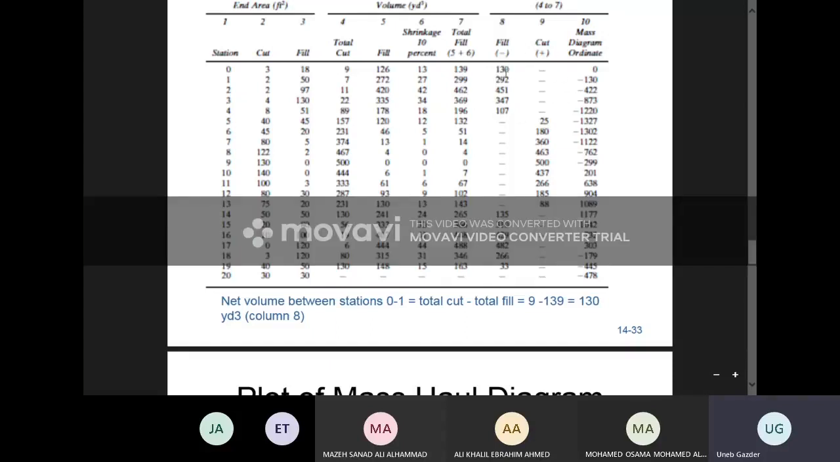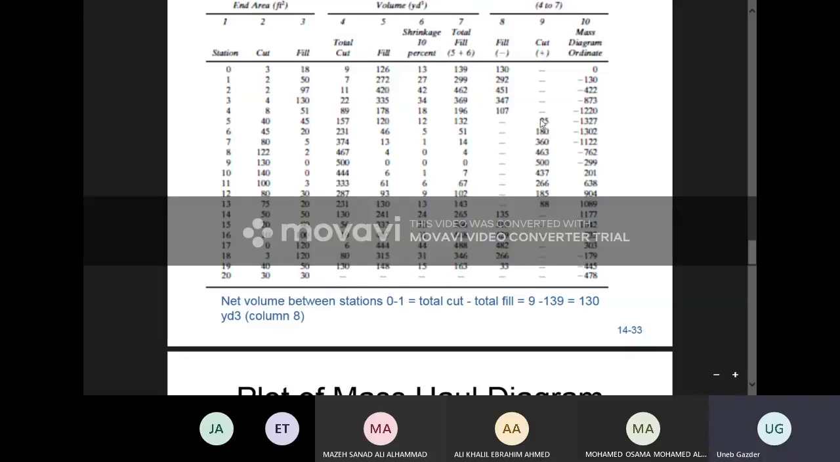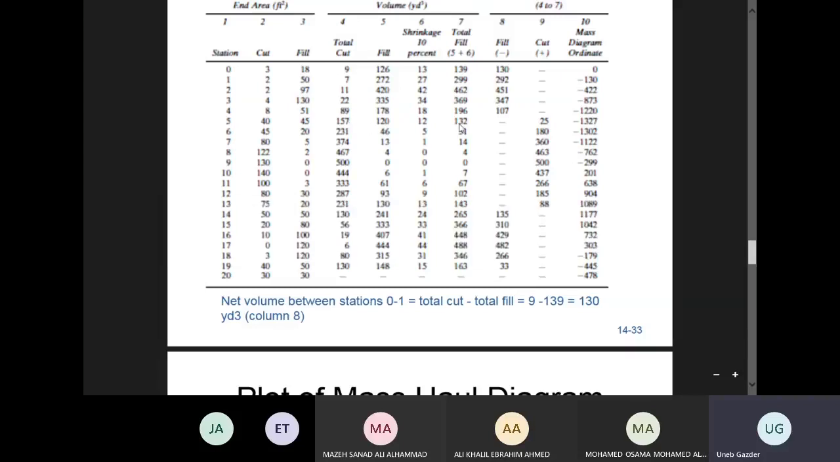So how did I get 130 here? The cut is 9. The fill is 139. So 9 minus 139 will be minus 130. So you see 130 in the minus column, fill column. Then 7 minus 299 will give you again minus 292. Then you come here, 157 cut minus 132 fill. It will give you positive 25. So you write it in the cut column and so on.